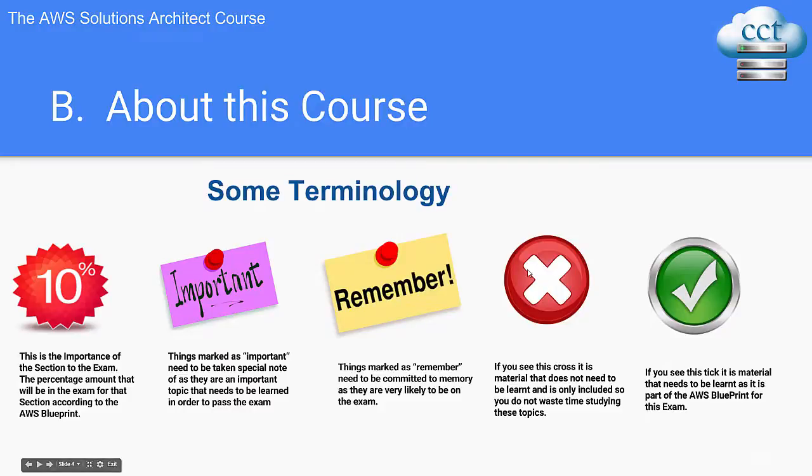If you see crosses on certain material, it means it's something you don't need to worry about. So I'll go through a few of those at the beginning. It's in there for the sole purpose of helping you not waste time studying some of these concepts. And a big tick means obviously it's important. It's in the AWS blueprint and you need to understand the concept.